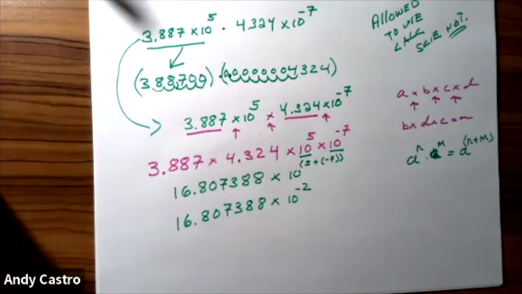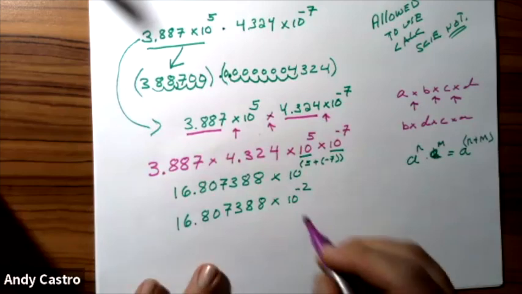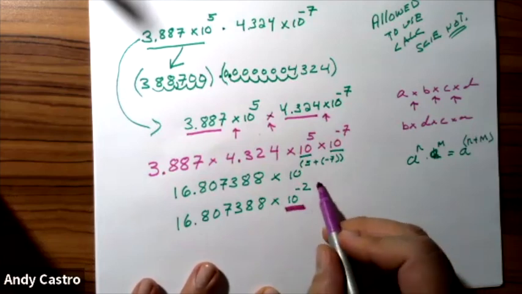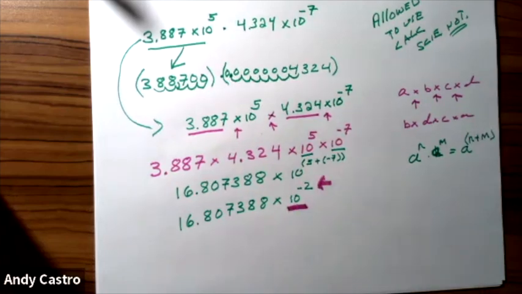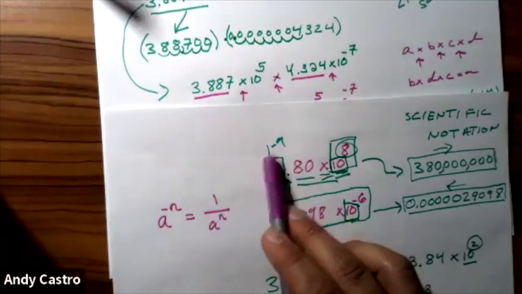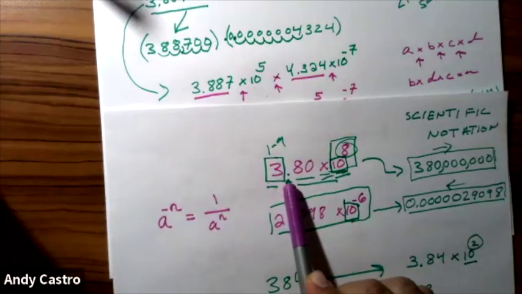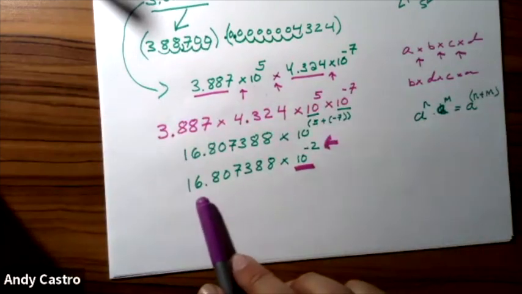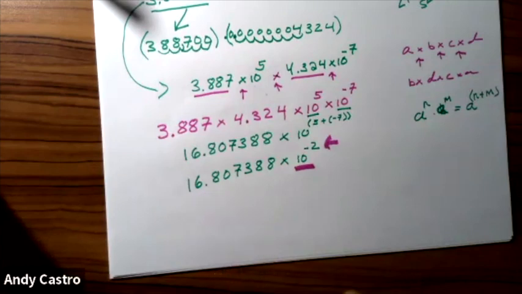Okay. Now, is this number in scientific notation? It is not. Why? It has the times 10, it has an exponent, yes, it does. But remember that the first criteria of a number in scientific notation is that there is a number 1 through 9 and then a decimal. Here, there are two numbers and then a decimal. So we're going to have to convert this into a scientific notation number.